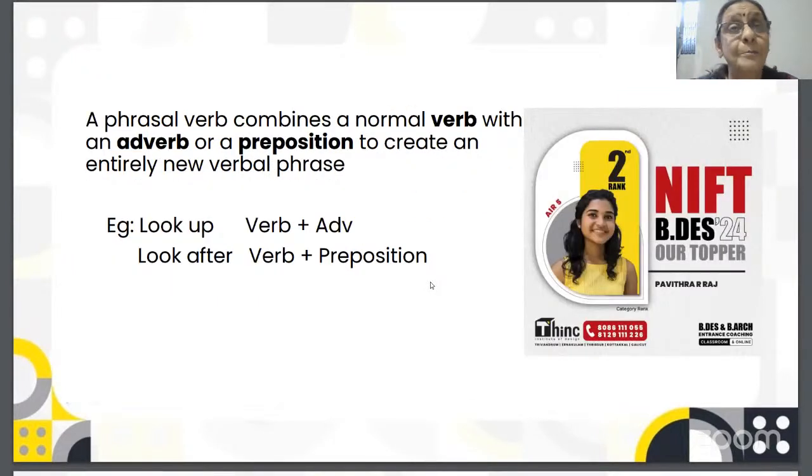A phrasal verb combines a normal verb with an adverb or a preposition to create an entirely new verbal phrase. For example, look up is the verb look plus the adverb up. Look is again a verb and after is a preposition. So we have look up, which means to find out. Look up the word in the dictionary. So look up means to search. Look after: look and after means one coming after something. But look after, when it is put together, means to take care of someone or something.